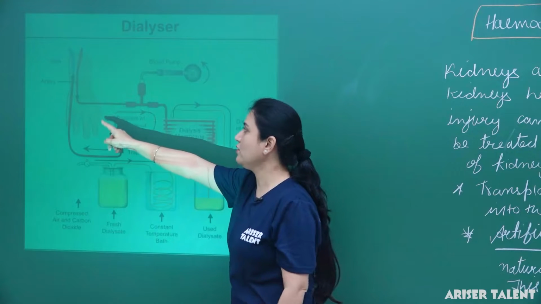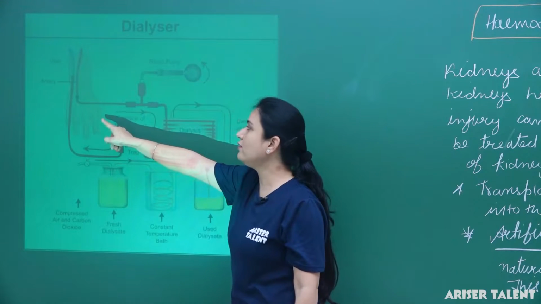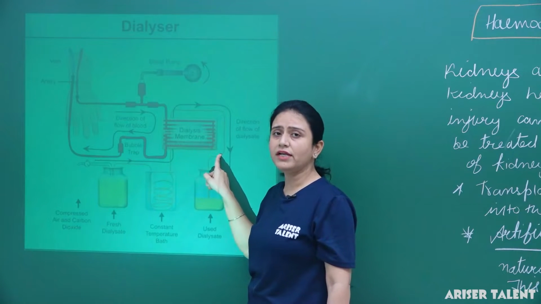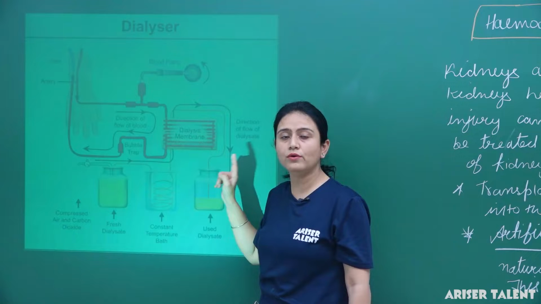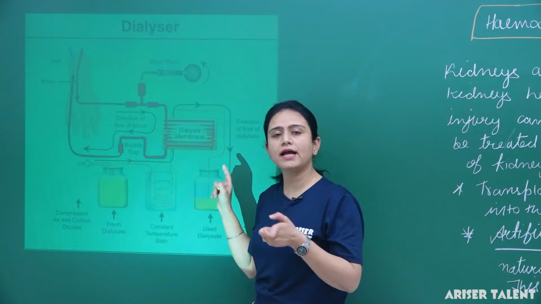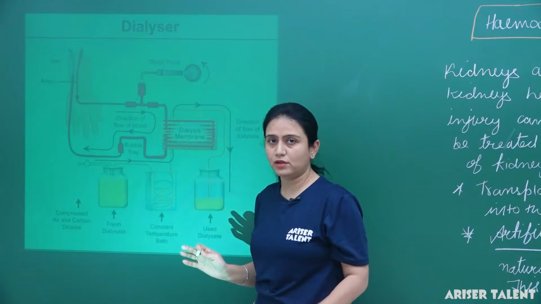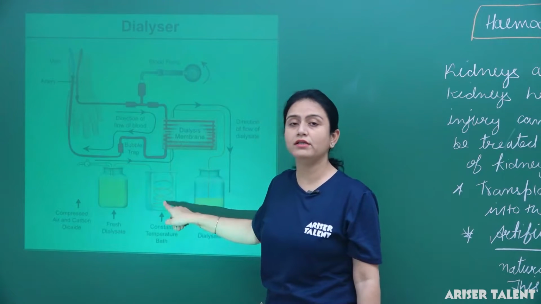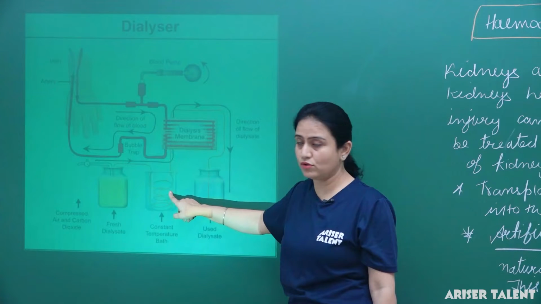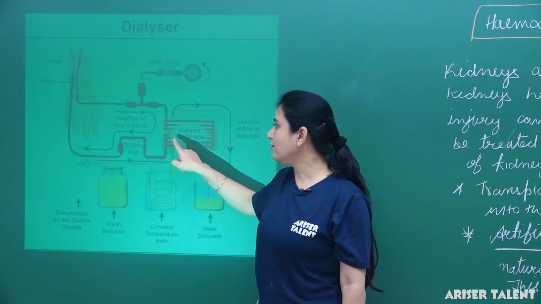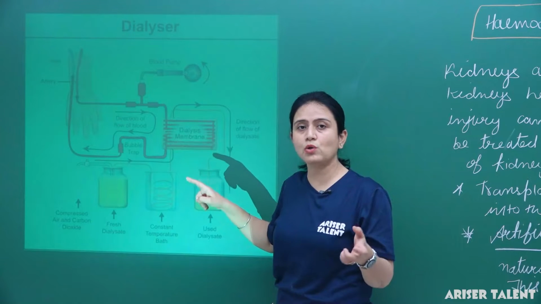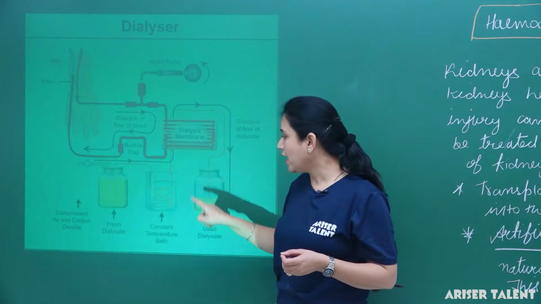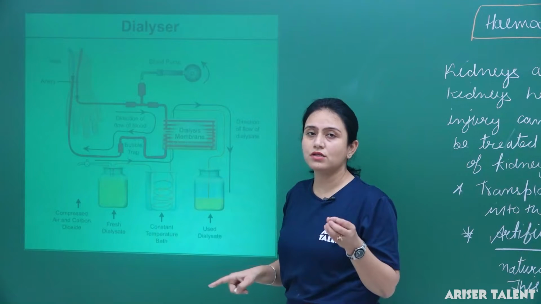Here you can see that the blood of a human is pumped out into the dialysis machine, which is known as the dialyzer. Here heparin is added into the blood to prevent blood clotting. Now you can see a long coil tube. This long coil tube is made up of cellulose. The blood from this machine circulates slowly into the long coiled cellulose tube, which is kept in the dialysis solution.